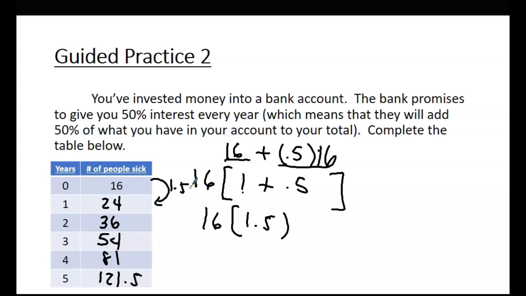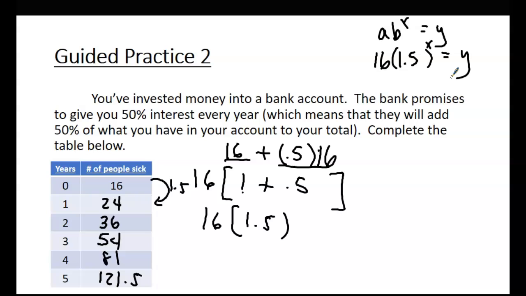Okay? So, what would this problem be? If I wanted to write this in this form here, in exponential form, what would A be? That's my starting amount, right? And what's my growth factor? What am I multiplying by repeatedly? 1.5. And there's that exponential function.